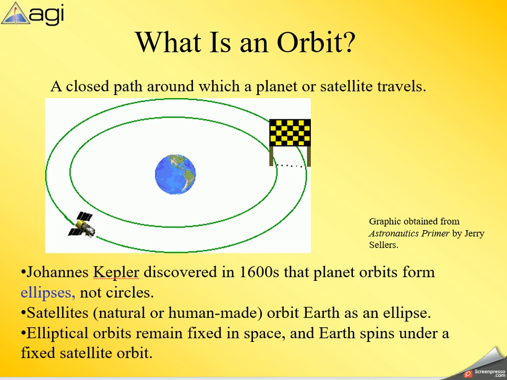So an orbit is pretty much a closed path that a planet or a satellite travels. Kepler discovered that the paths for the orbits were ellipses, not circles, in the 1600s. Satellites could be natural or human-made. They orbit the Earth in the shape of an ellipse, and elliptical orbits remain fixed in space, and Earth spins under a fixed satellite orbit itself.